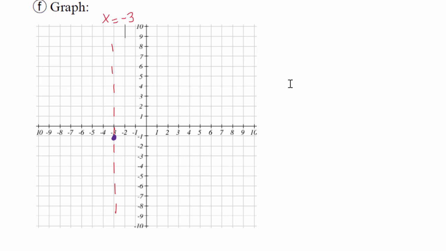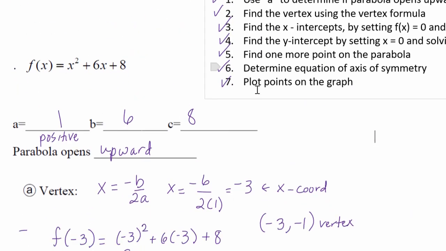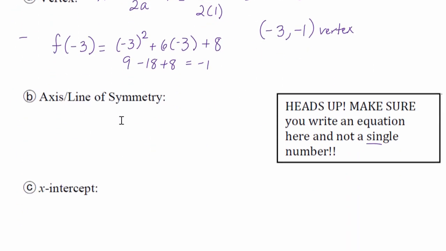So let's go back and fill that in for part B. Axis of symmetry. And again, I give us a little reminder here. Make sure that you write your answer as an equation and not a single number. So x equals negative 3.